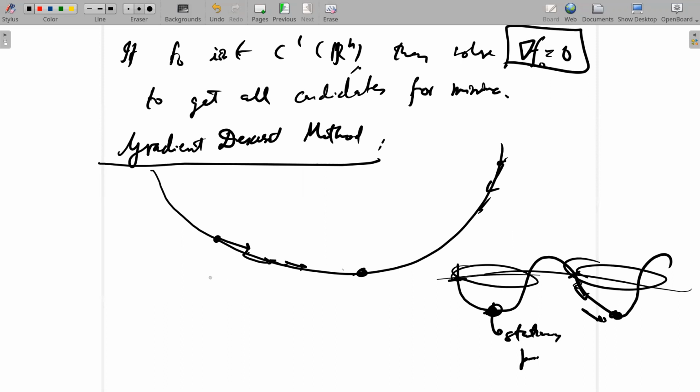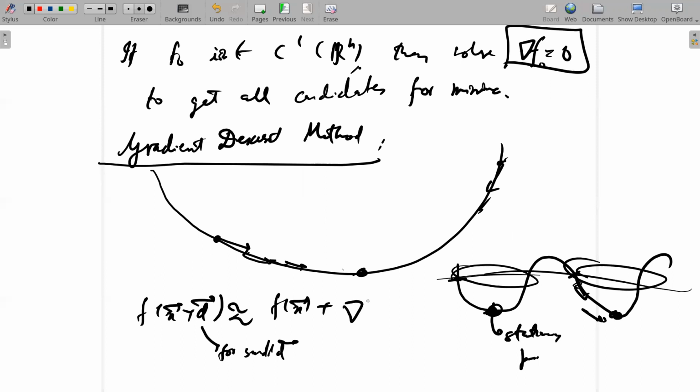And how does it work? It just looks at the first order Taylor expansion. So for small enough d, you have f of x plus d is nothing but f of x plus the gradient of f at x inner product with d, and then you have some second order terms which we're assuming to be small.